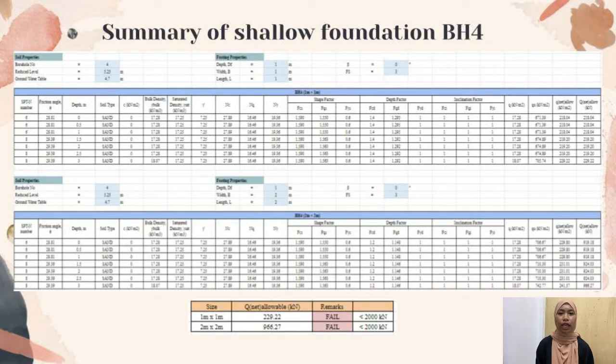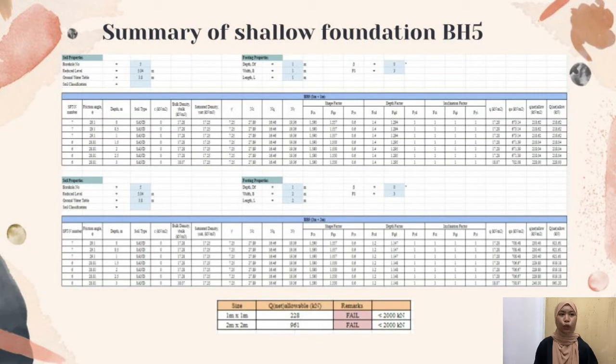As we can see, for both dimensions of foundation, 1 meter times 1 meter and also 2 meter times 2 meter, both failed because the net allowable load for both dimensions is smaller than the applied load of 2000 kN. Therefore, borehole 4 is not suitable and inadequate in designing shallow foundation. Same goes for shallow foundation in borehole 5. Both failed, so borehole 5 is not suitable in designing shallow foundation.